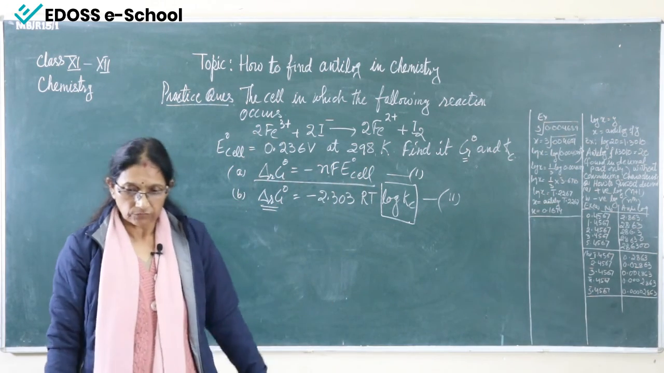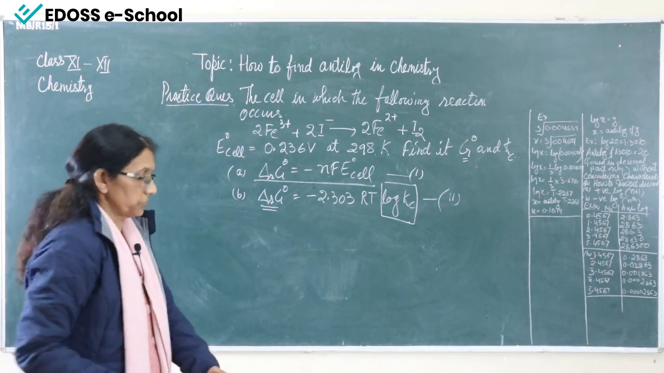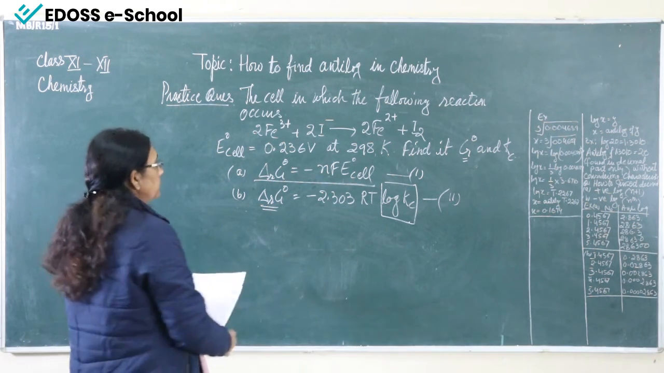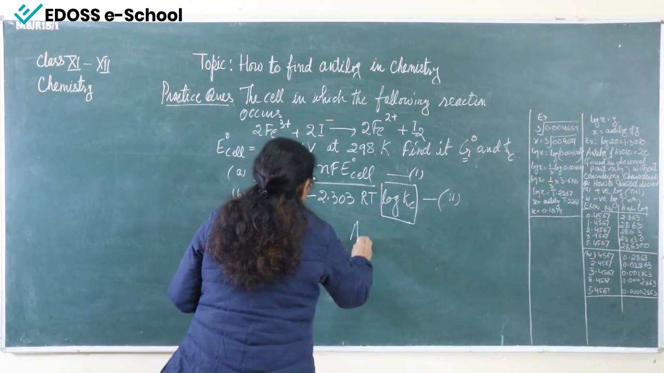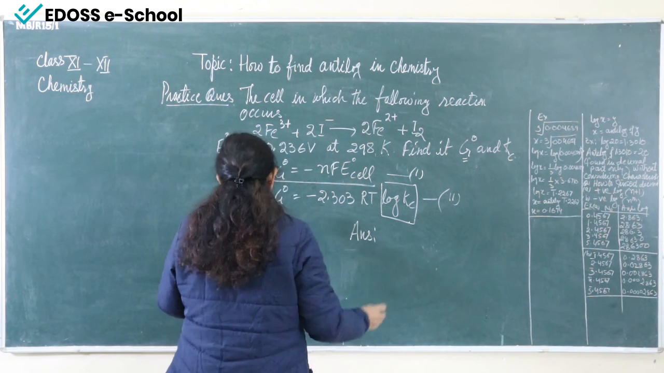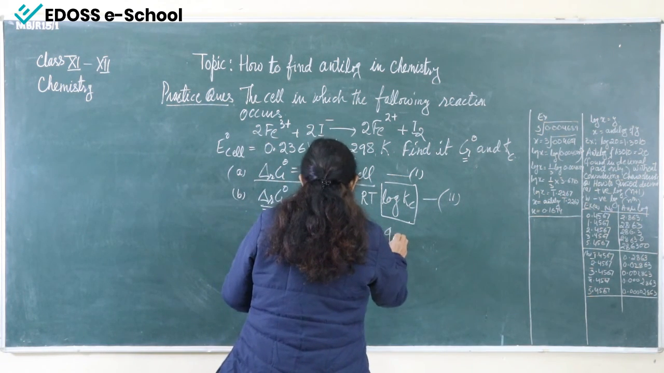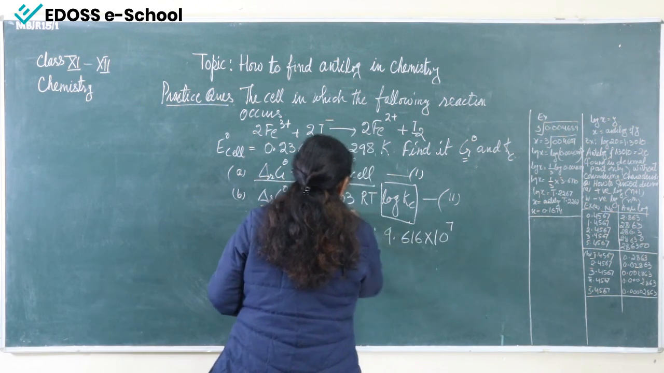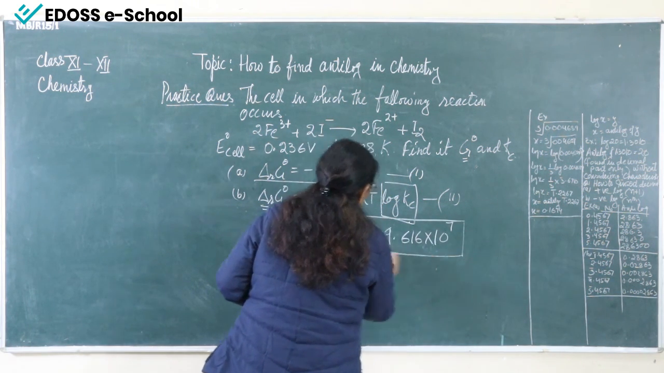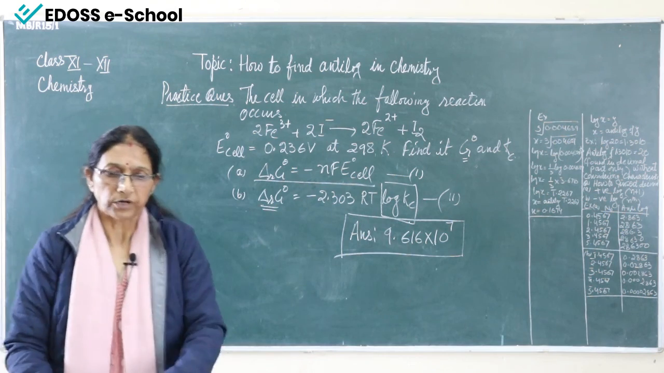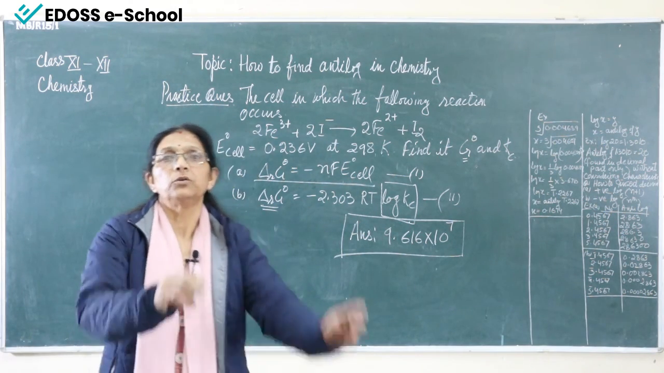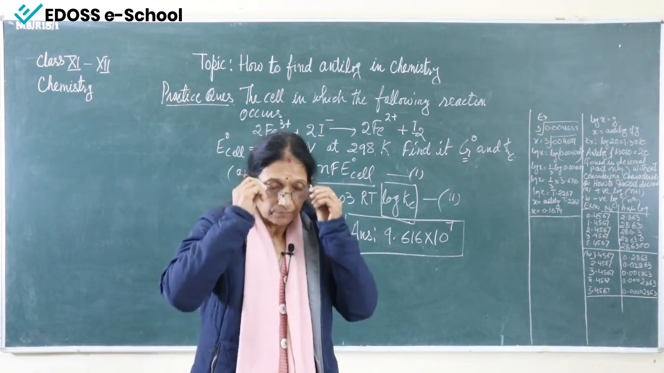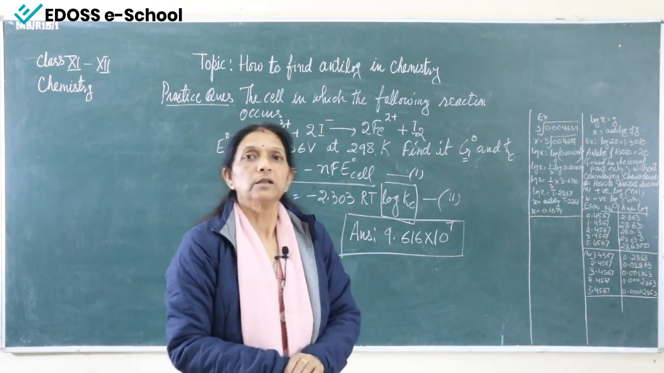I am giving you the answer of this question. The answer of this question is this. So, this is the answer of this question. You have to do it yourself. This is 9.616 into 10 raised to power 7. This is the answer of this question. So, you have to try it. If you are unable to do it, you can write a comment, and in my next video I can solve it.